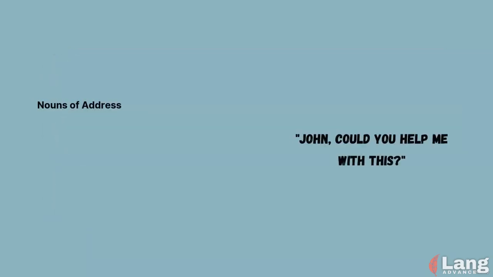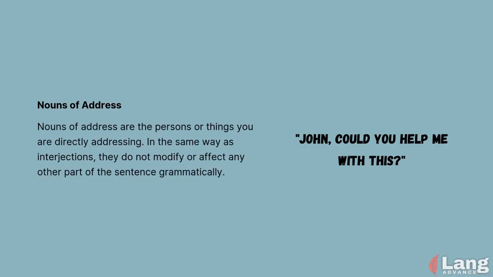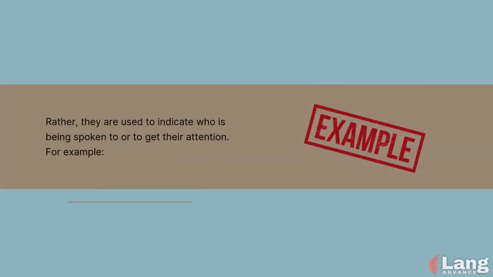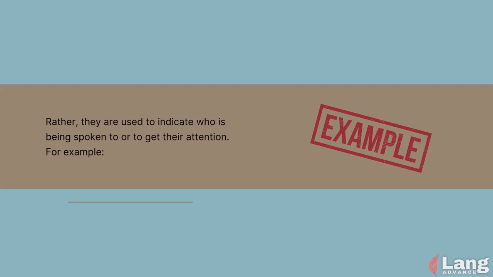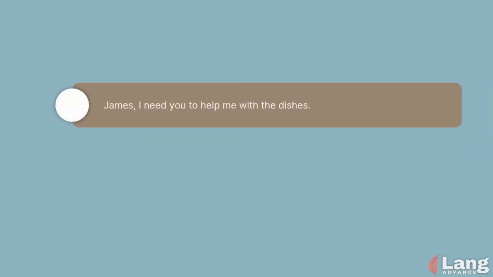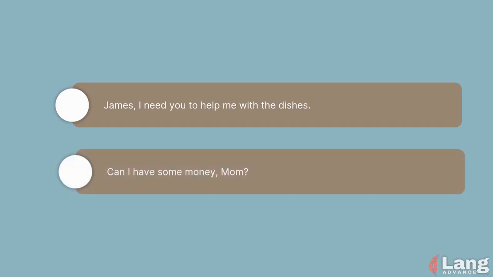Nouns of address. Nouns of address are the persons or things you are directly addressing. In the same way as interjections, they do not modify or affect any other part of the sentence grammatically. Rather, they are used to indicate who is being spoken to or to get their attention. For example, James, I need you to help me with the dishes. Can I have some money, Mom?